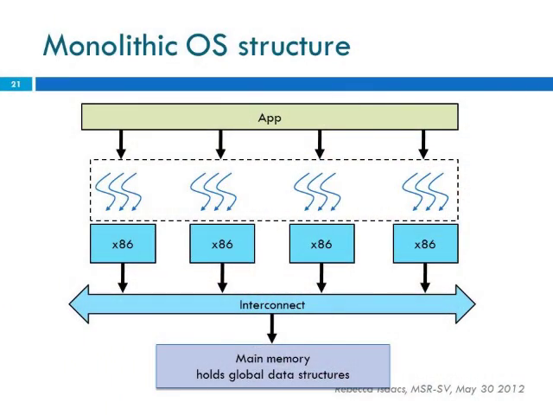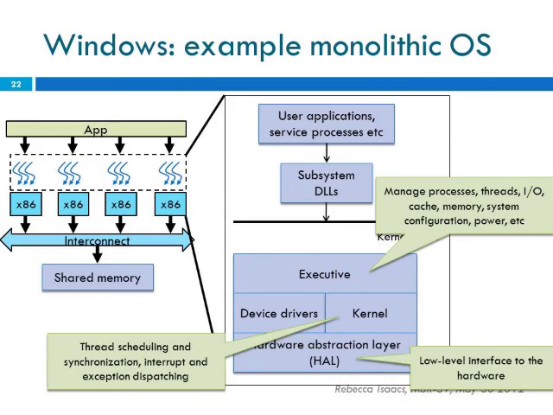Okay, so getting into the specifics, what are the challenges for operating systems given this context of multi-core hardware? This is a picture of how operating systems today are structured: the monolithic operating system, like Linux, like Windows. There's an assumption that all the cores are homogeneous, main memory holds the global data structures, and so there has to be synchronization to access global data. But it's a very simple structure. Windows is an example.